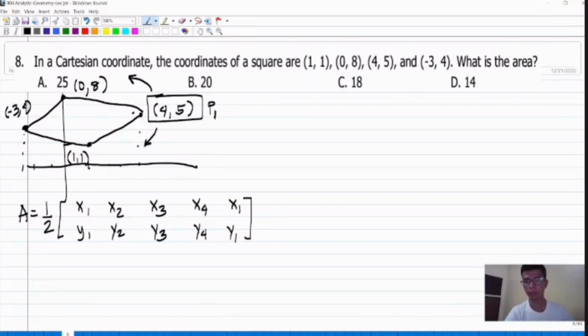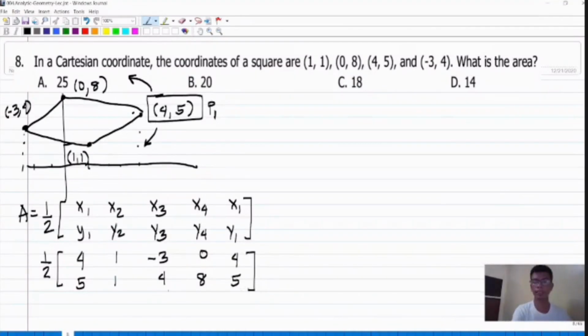So, clockwise na lang yung piliin ko. So, dahil si 4, 5 ang aking point number 1, so dapat yung point number 2 is yung susunod sa kanya, which is 1, 1. So, yung point 1 is 4, 5. Point 2 is 1, 1. Point 3 is negative 3, 4. And then point 4 is 0, 8. Babalik tayo kay 4, 5, which is the point 1. So, magkakamali kasi tayo kapag nagbaliktad, kapag hindi sunod-sunod yung point na nilagay natin.